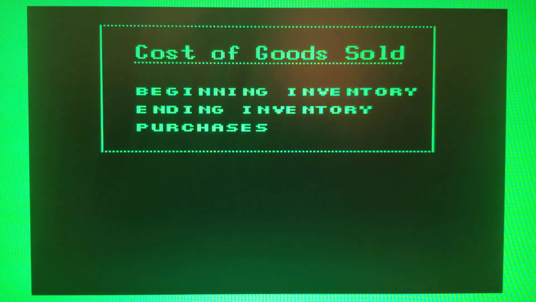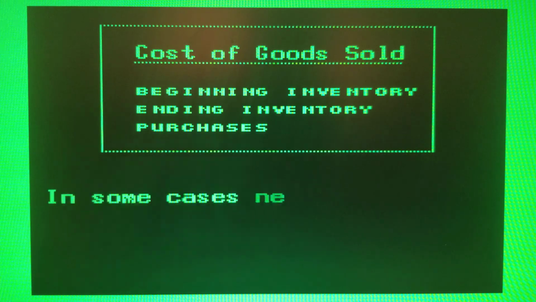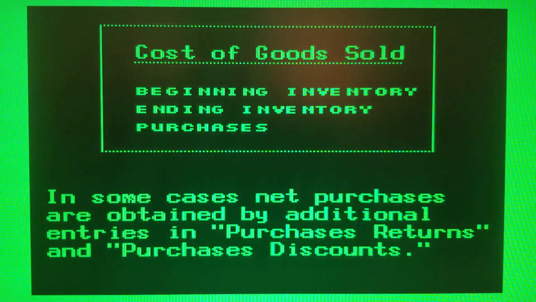In compiling the elements of the cost of goods sold, the amounts of beginning and ending inventories are entered in this account in the adjustments column as offsetting entries to the adjustment column entries in inventory. In addition, adjustments are made by crediting net purchases and debiting cost of goods sold. In some cases, net purchases are obtained by additional entries in purchases returns and purchases discounts.